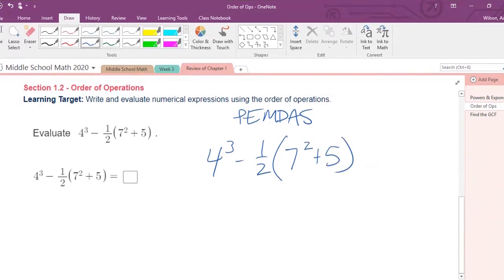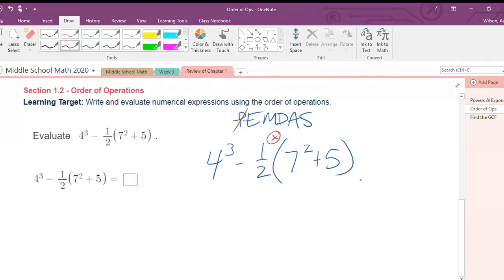Very important why I said "of." Of means multiplication. So when I read this, it's 4 to the third power minus half of (7 squared plus 5). So I've got to do the parentheses part first.